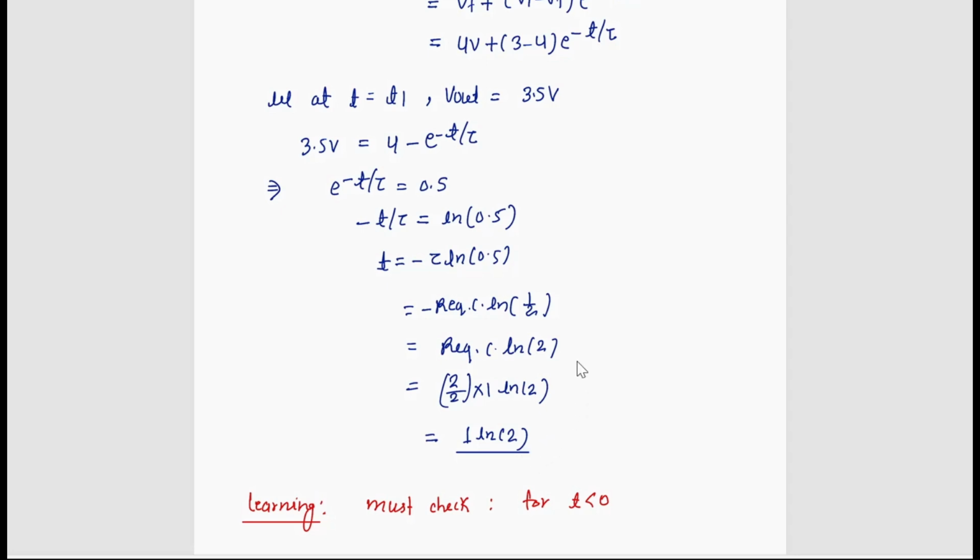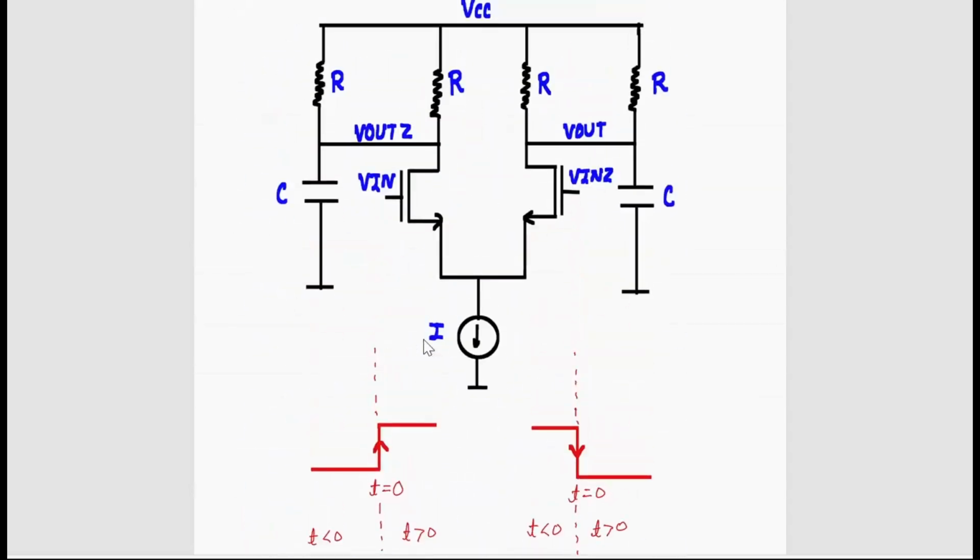The learning in this question is that we must check the voltage of capacitors for t less than 0. Whenever you see any energy storing element, you must check its initial conditions. This problem was based on slew rate, so I hope you can relate the slew rate concept to this question.